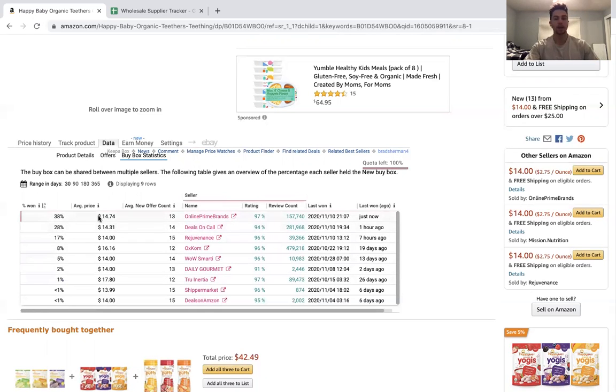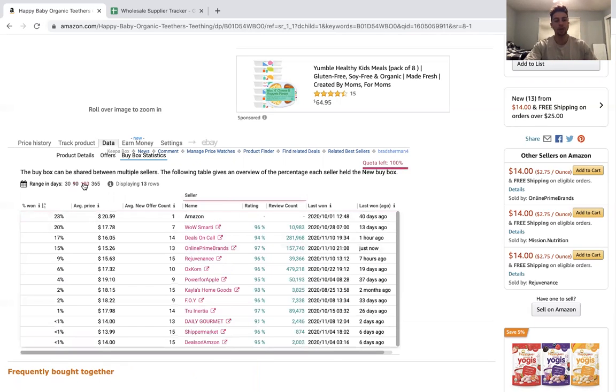So we can see that this is a product listing where the buy box does rotate and distribute a decent amount to each seller. If I was seeing something like 100% of the time for this seller and there were no other sellers here, that would be quite concerning to me because it's showing that the buy box is not rotating at all. If it was saying 60% and above, I would still be in the concerned zone because it's showing that one seller is controlling most of the buy box percentage.